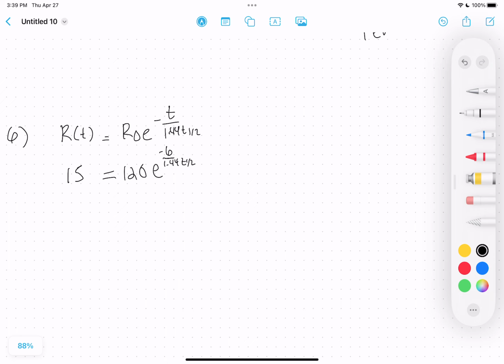Let me double check. Can I see your work as well, on the paper, if you don't mind? Or is it okay?